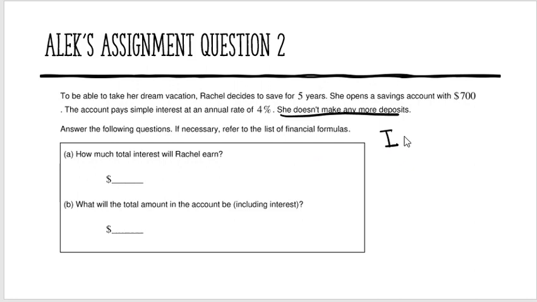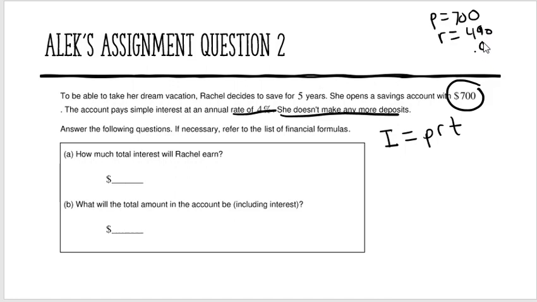To figure that out, we are going to use our simple interest formula. I equals P times R times T. We know that our principal amount, or our P, is 700. Okay? That's how much she puts in her savings account. The interest rate is 4%. And to change that to a decimal, we divide by 100, so that's 0.04. And then the time in years that she saves for this dream vacation is 5 years.